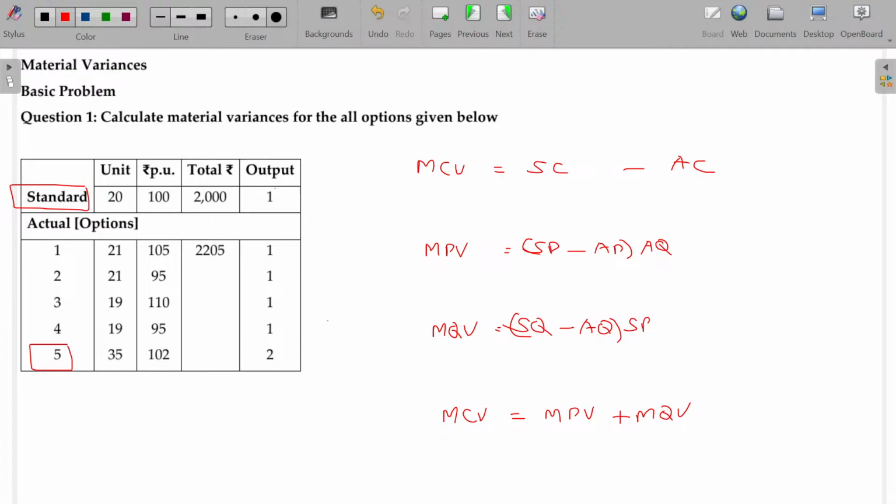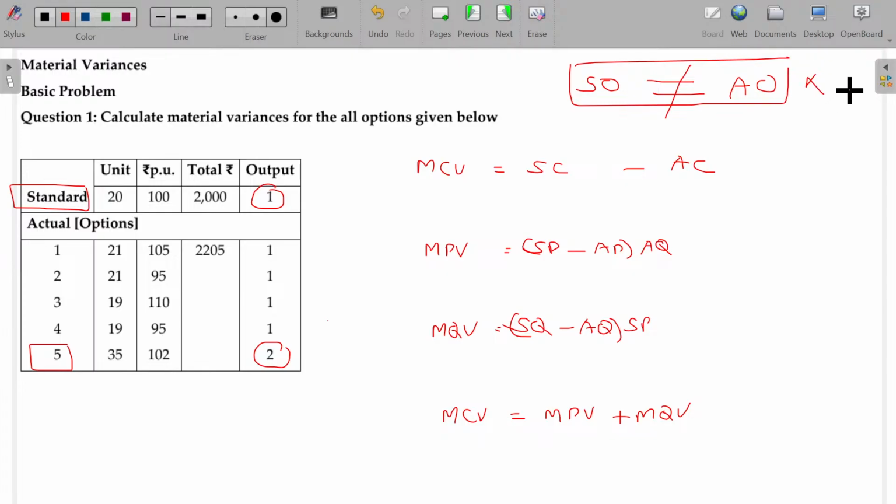Now, verify whether the standard is equal to actual. So, is standard output in this case equal to actual output? Try to verify. No, sir. Then the given information cannot be taken as it is. You have to do a slight change.